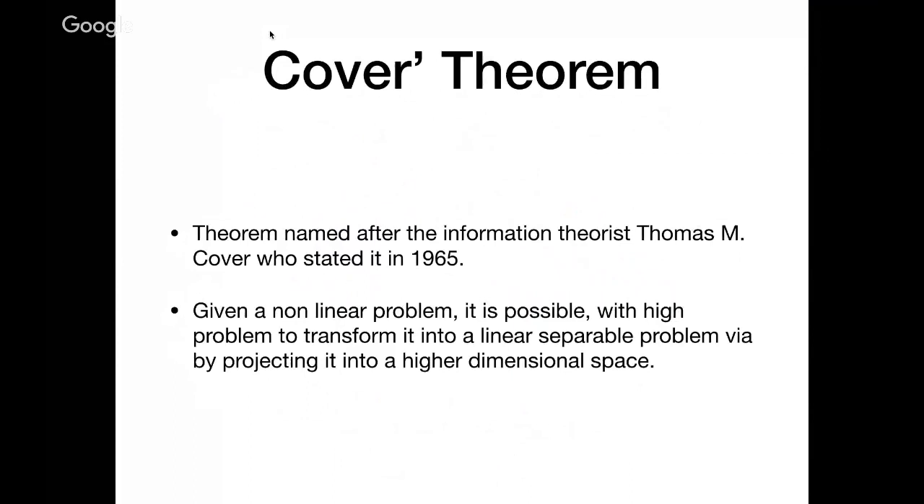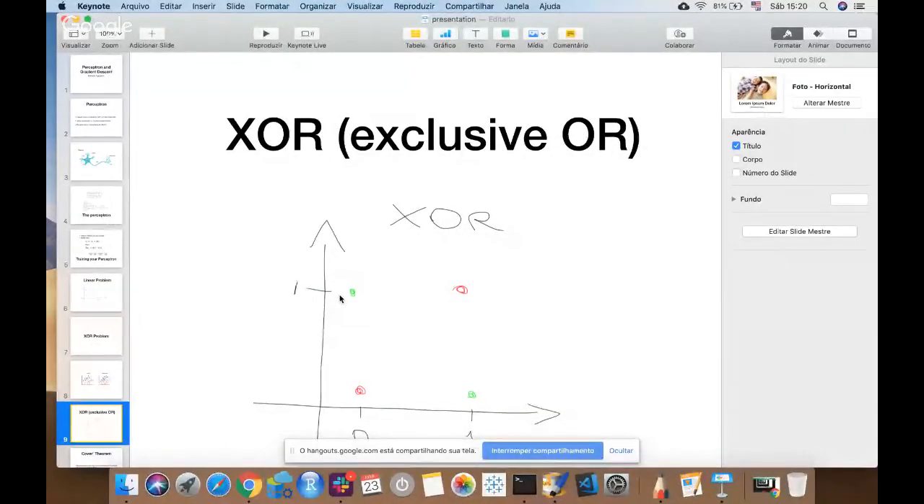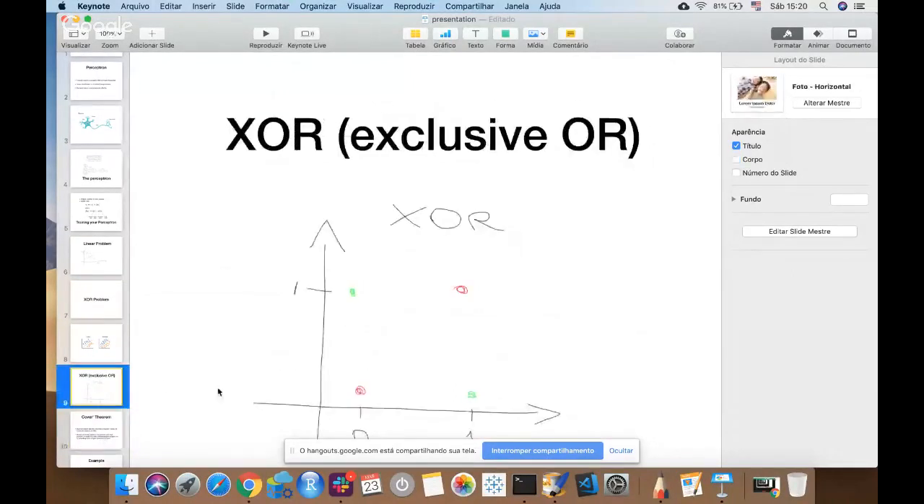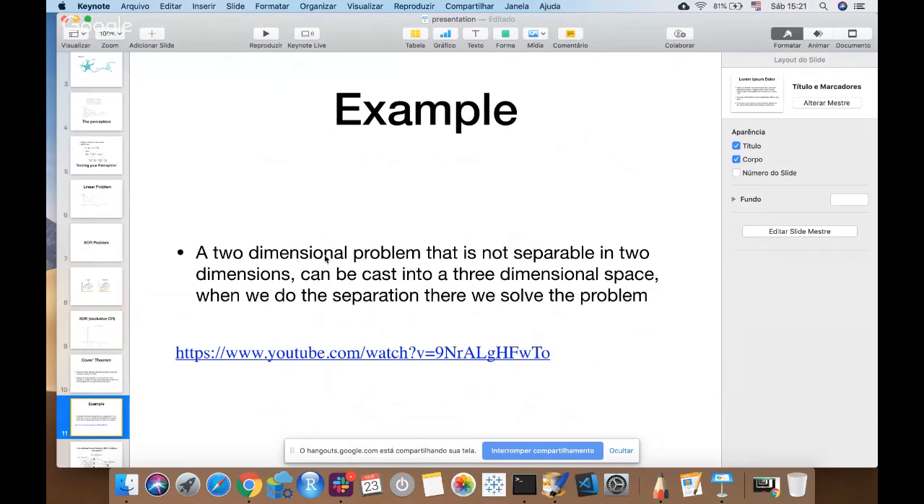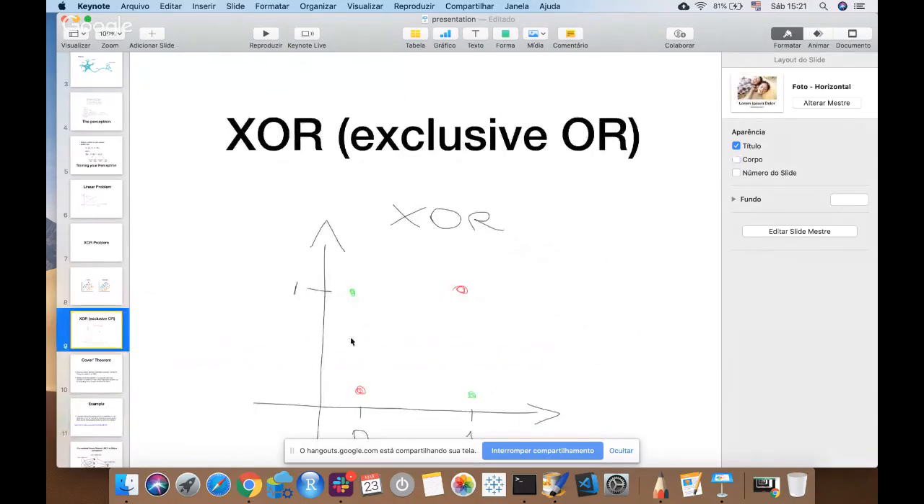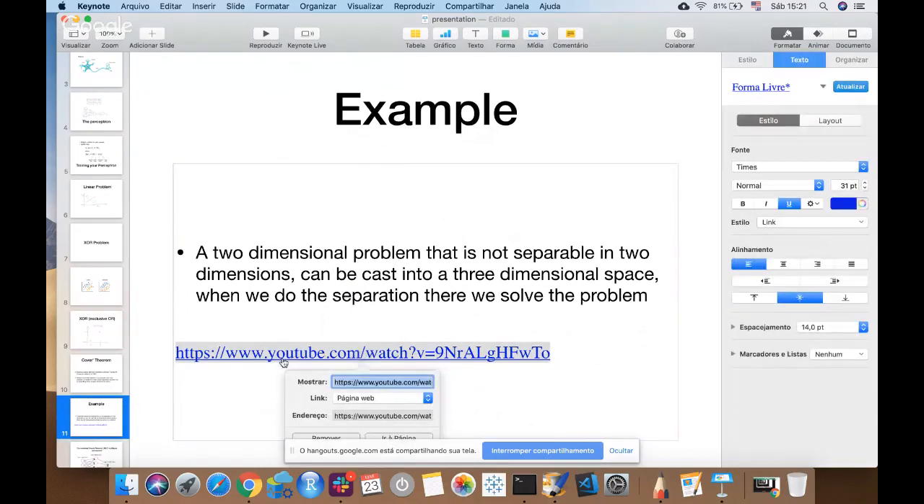And what it states is that we can actually separate this problem just by transforming it into a higher dimensional problem. Here we have two dimensions, x and y. Basically, the theorem says we have a high probability of solving it if we cast it to a three-dimensional space, where we would have x, y, and z. And I'm actually going to show you this right now. This is the XOR problem, which is very common in the literature, and it was solved this way. So I'm going to play you an example of how this works.